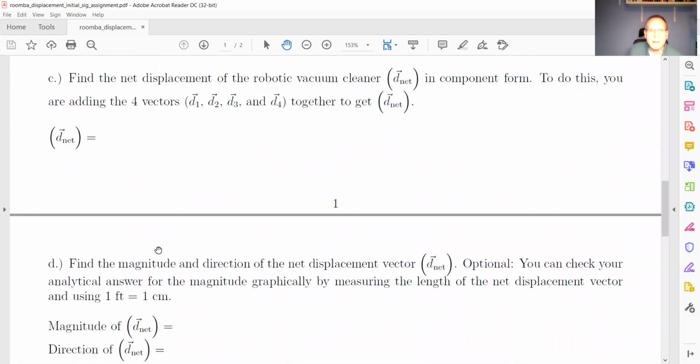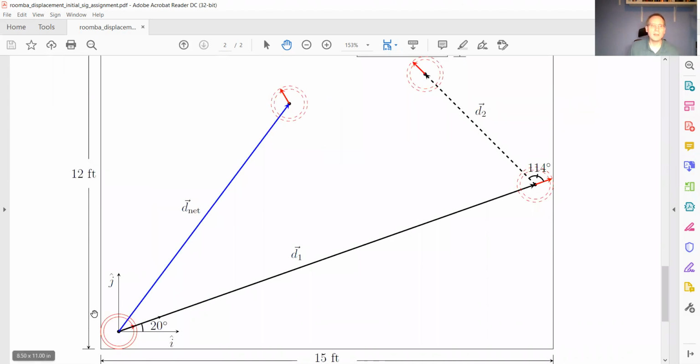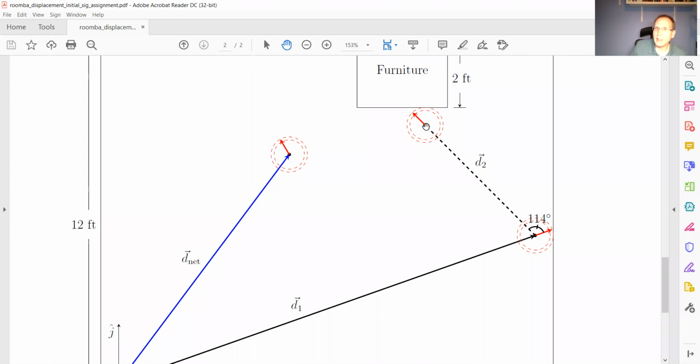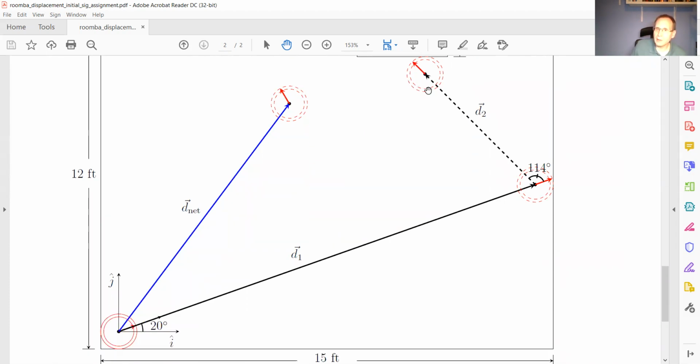Let me go back to the picture here. It starts off, rotates by 20 degrees, and travels at that constant speed of 1.5 feet per second until it hits the east wall. Then it rotates by 114 degrees, travels at that constant speed for a certain time until it hits a piece of furniture here. Then it rotates counterclockwise by a certain amount, travels a certain distance till it hits the bottom wall here. Then it rotates clockwise by a certain amount until it ends up in its final position.